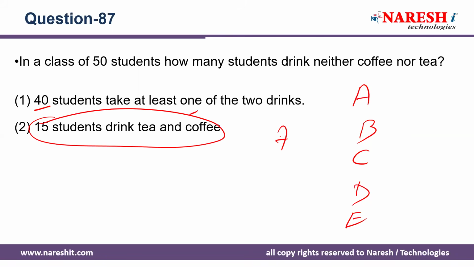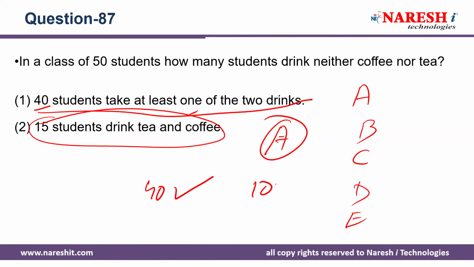Okay, my answer is A. 40 people take at least one of the two. That means there are 40 people who drink. Remaining 10 people are not drinking, answer over. Using the first statement is enough, right? Option A. Out of 50, 40 are drinking, automatically 10 are not drinking. That's all. Answer A.